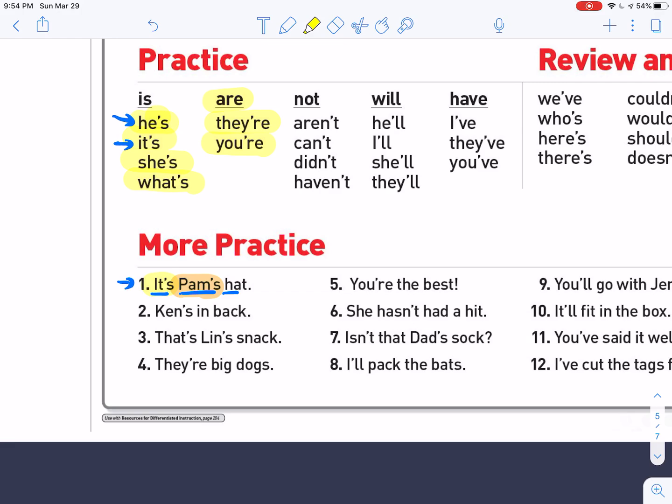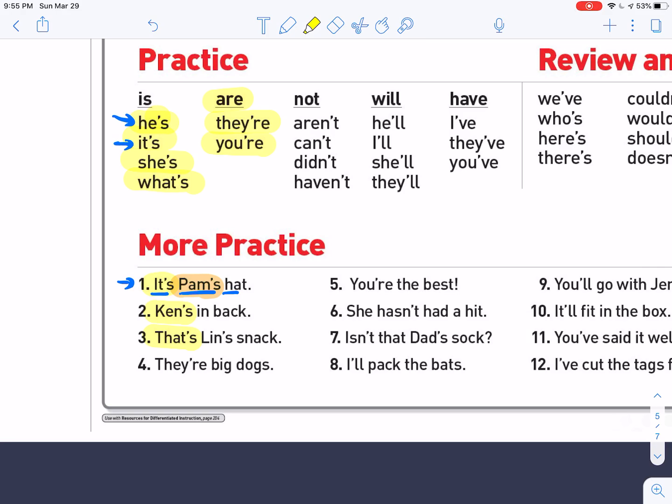Did you put your thumb up for Ken's? That's correct. That's a contraction for Ken is. That's Lynn's snack. Did you put your thumb up for that's? Good, because that's is a contraction for that is. Great job.